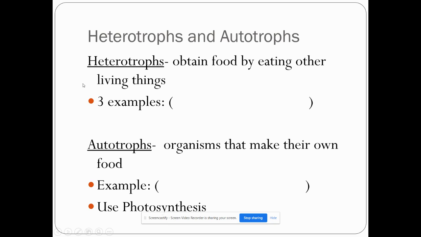When we get into food chains and ecology this spring, you'll find that the autotrophs are the first level of that food chain, and heterotrophs make up the remaining levels in those food chains or food webs.